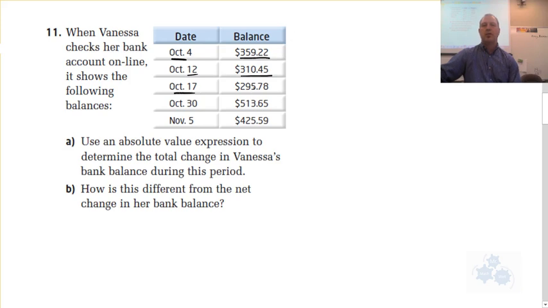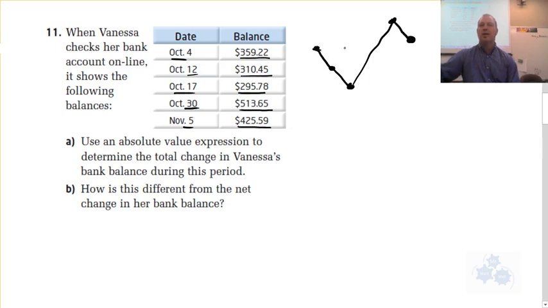On the 17th, it's dropped again. On the 30th, the end of the month, she's gotten paid for work, whatever. So it goes up, and then November 5th, she's made some withdrawals again, and it goes down again. So the bank account itself is sort of going down, it's jumping up quite a ways, and then it's going down a bit.